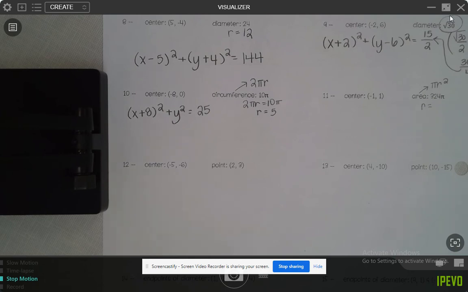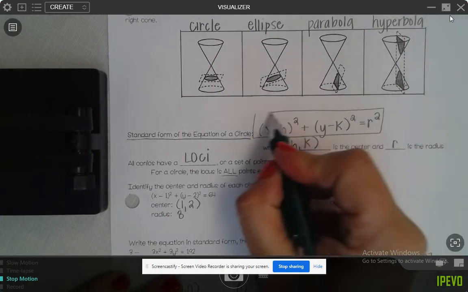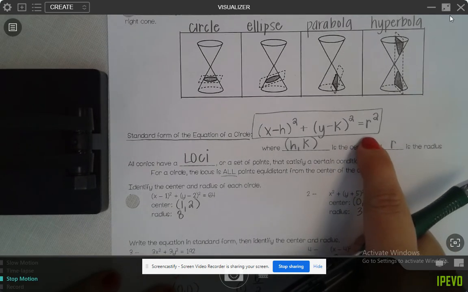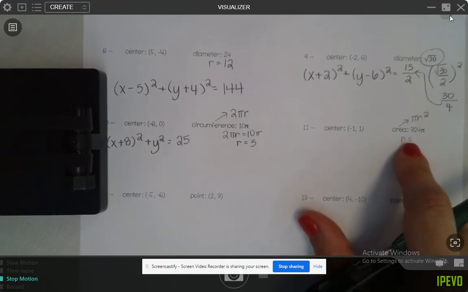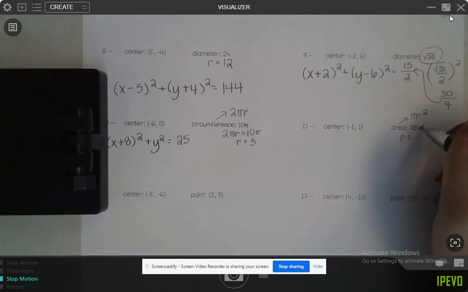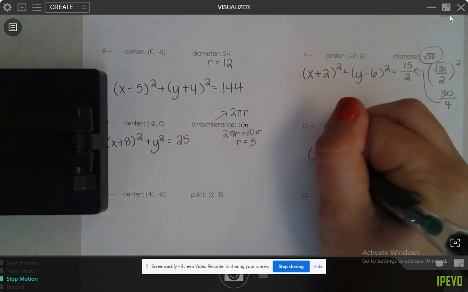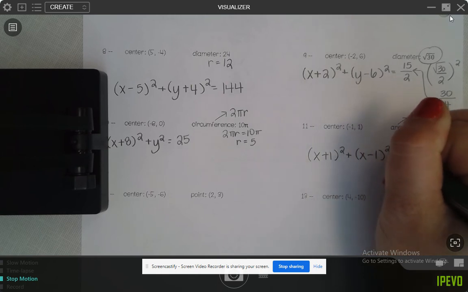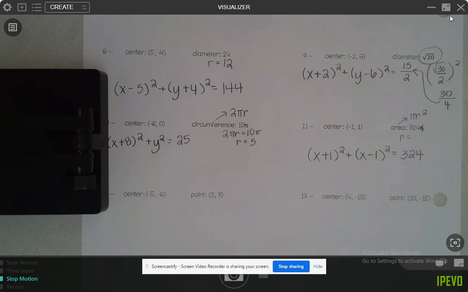Nope. I want to write it in terms of this, right? Is this asking for radius or radius squared? I just told you area is pi r squared. So the pi's will cancel, right? That's your answer. So (x plus 1) squared plus (x minus 1) squared equals 324. I mean, you could know it's 18, but it doesn't really matter.